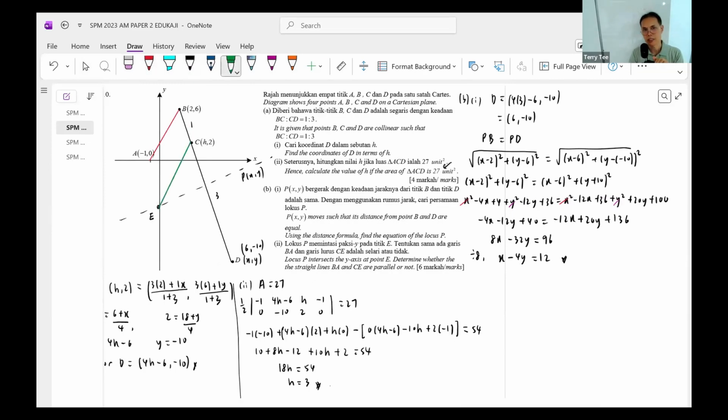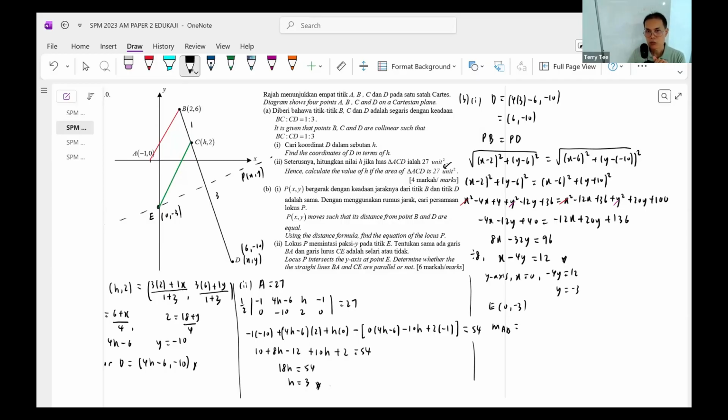Now, you cannot tell by looking at the diagram because it's not accurate, right? So we need to calculate the gradient of AB and gradient of CE. But first we need to find coordinate point E. To find coordinate point E, we either change this to y equals mx plus c, or we say at the y-axis, x is 0. So minus 4y plus 12 equals 0. Y is negative 3. So E is (0, minus 3). Okay, let's find the gradient of both lines.